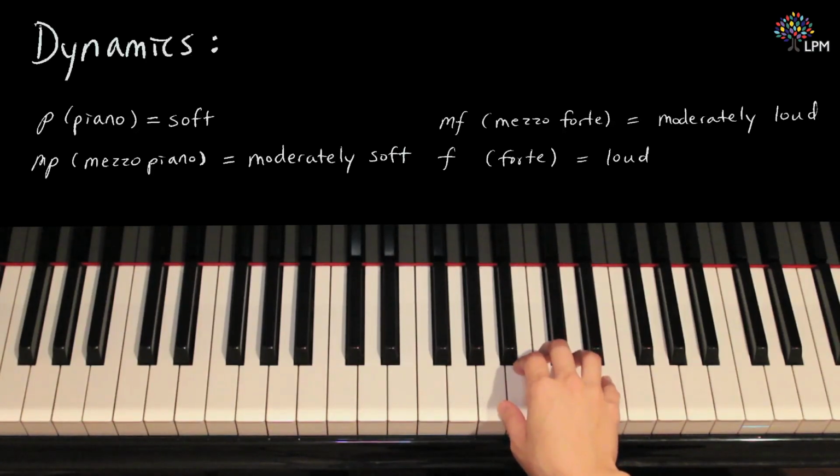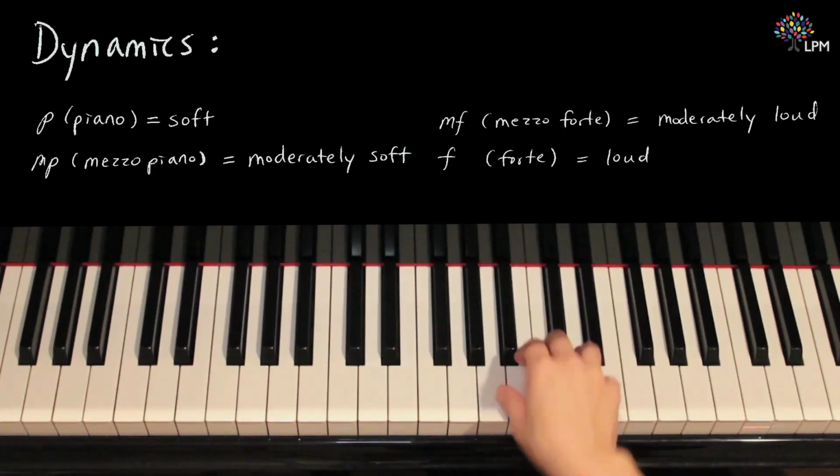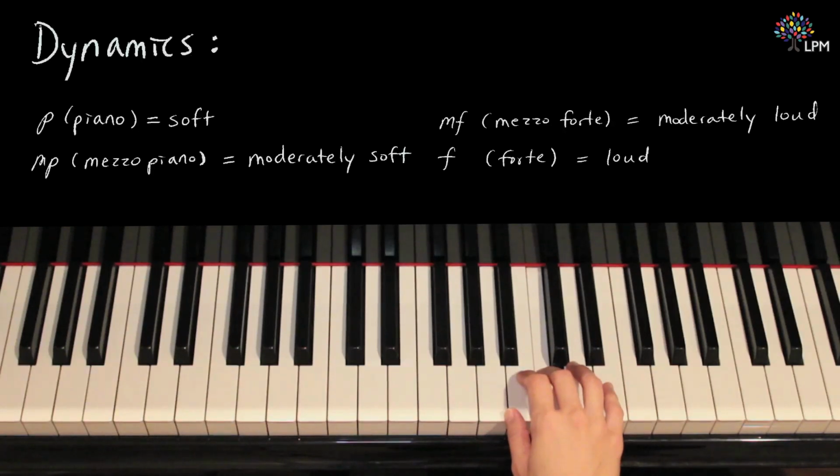Now try this with the other 3 dynamics. Lighten up the movement and slow down the drop motion each time as you attempt to play softer. Mezzo forte. Mezzo piano. Piano.